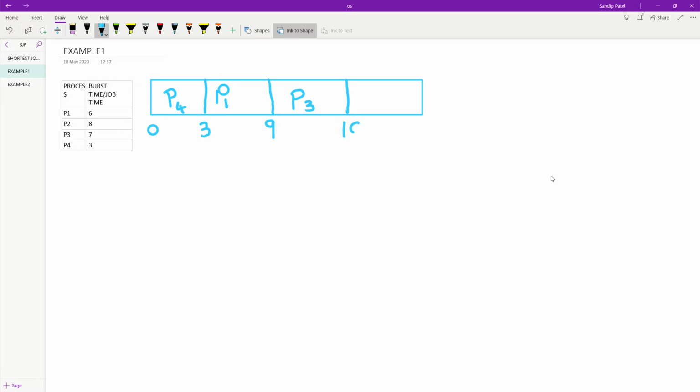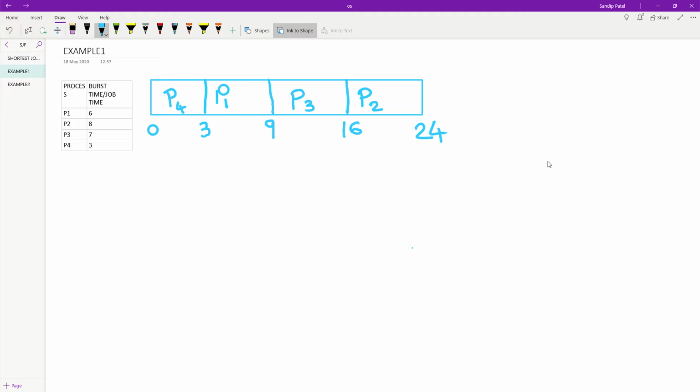So the total time on the Gantt chart is 9 plus 7, that's 16. The remaining process is P2, which has the highest job timing, 8 milliseconds. So 16 plus 8 is 24. Getting how to draw the Gantt chart? This way we have completed all the processes by assigning the CPU to them. So that is the complete Gantt chart.